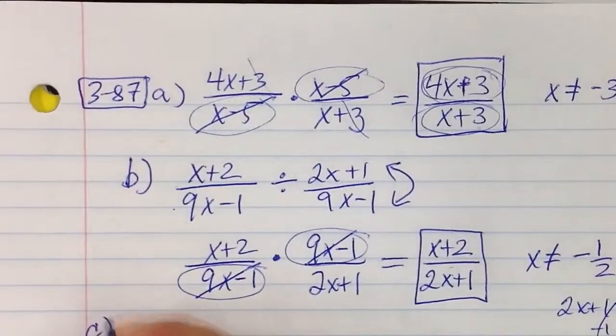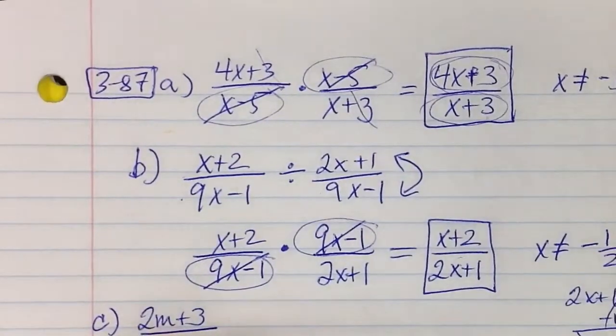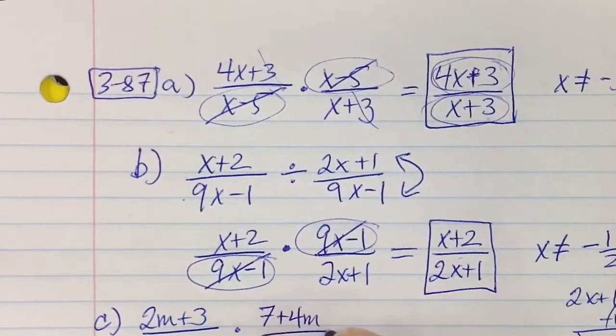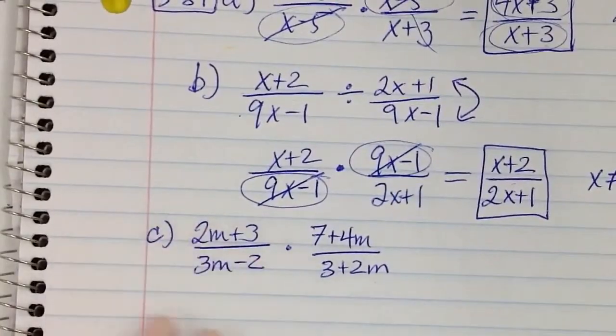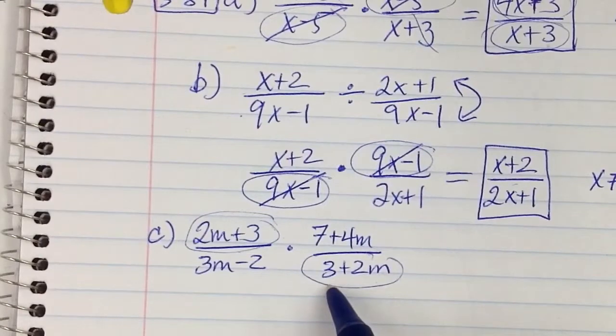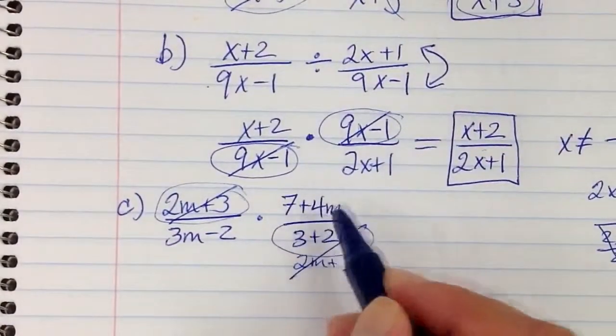Part C. Let's try C. 2m plus 3 over 3m minus 2 times 7 plus 4m over 3 plus 2m. Oh, they're all different. There's nothing we can cancel, is there? One of them might be the same. Those are the same, right? You just reverse them, 2m plus 3. Addition is reversible, so these are actually the same thing.